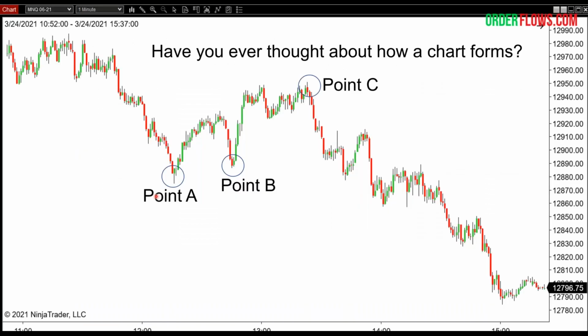Okay, so this was again yesterday in the MNQ. You'll notice at point A, the market sold off and then rallied from there. Point B, the market sold off and rallied from there. Point C, the market rallied and then sold off from there.